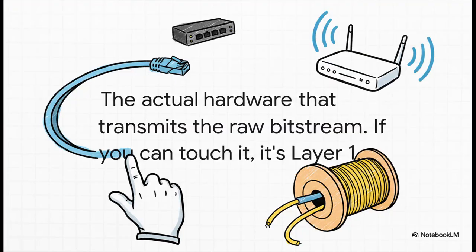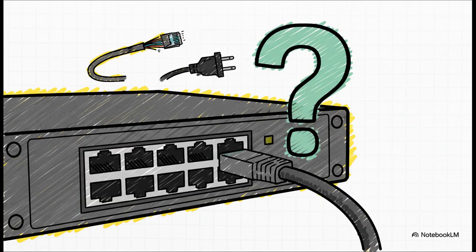So, we start at the absolute bottom, layer 1, the physical layer. And it's exactly what it sounds like. This is all about the stuff you can physically see and touch. We're talking wires, connectors, the actual hardware that makes up the bones of the network. And this brings us to the first, and I mean the most important question on our entire checklist.